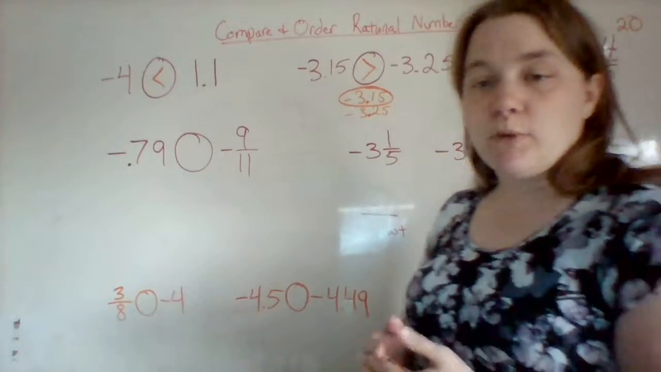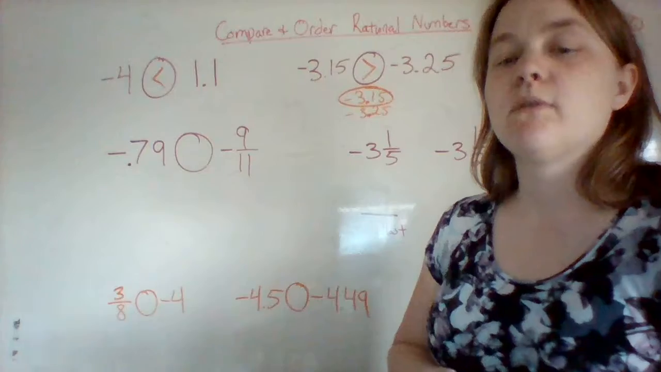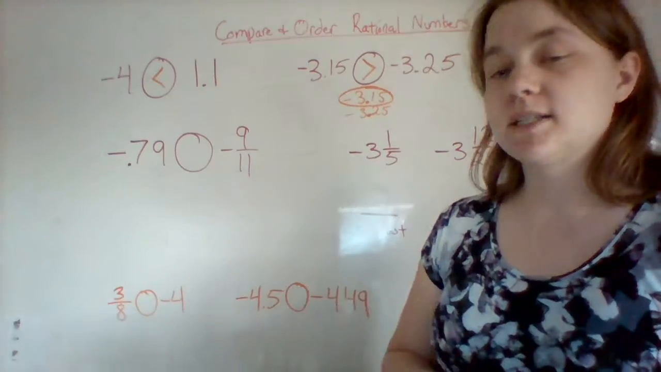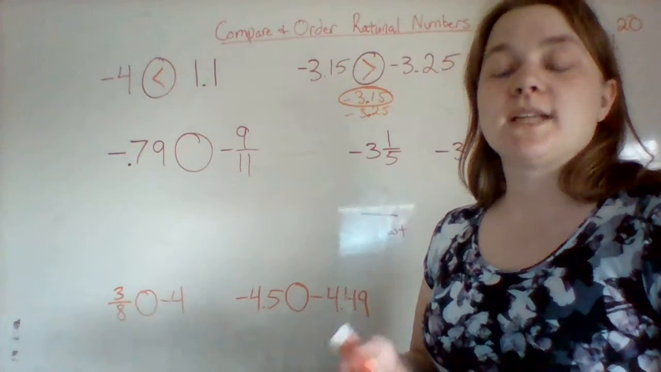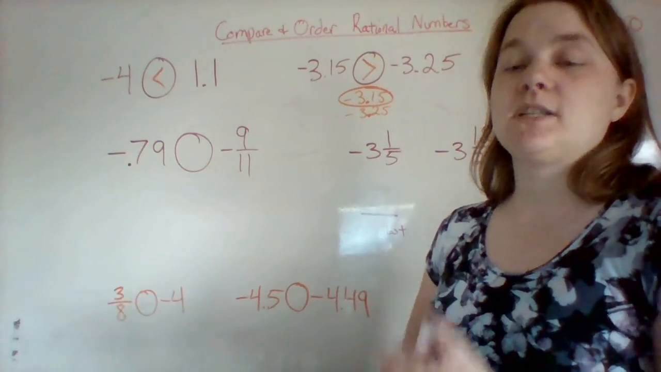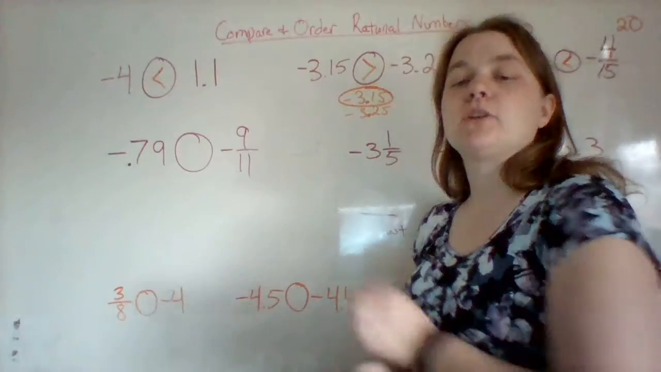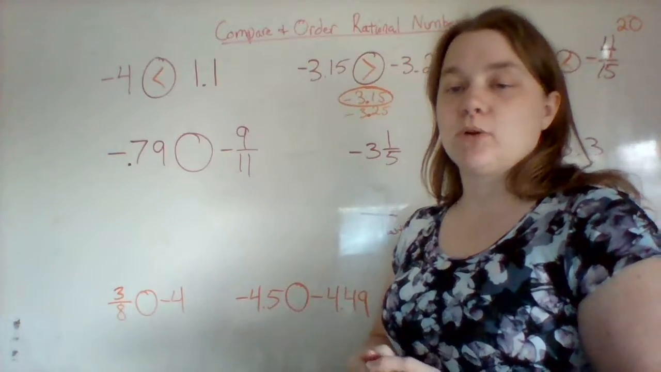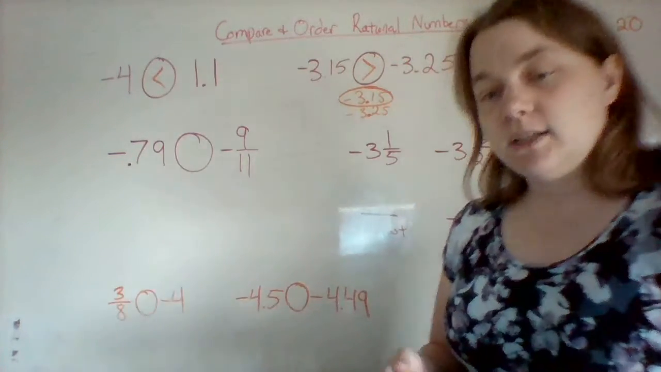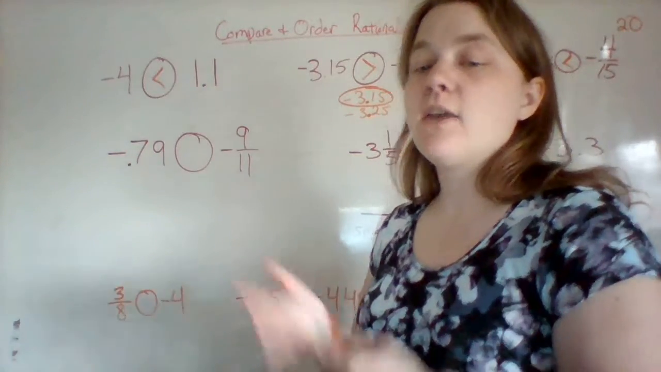Now we get something a little bit more complicated. We see -0.79 and -9/11. Now when you're comparing fractions and decimals together, you need to get them all to be the same type of number. What I'm going to choose to do here is make -9/11 into a decimal. So let's go ahead and take care of that. If you choose to make 0.79 into a fraction instead, you can do that.